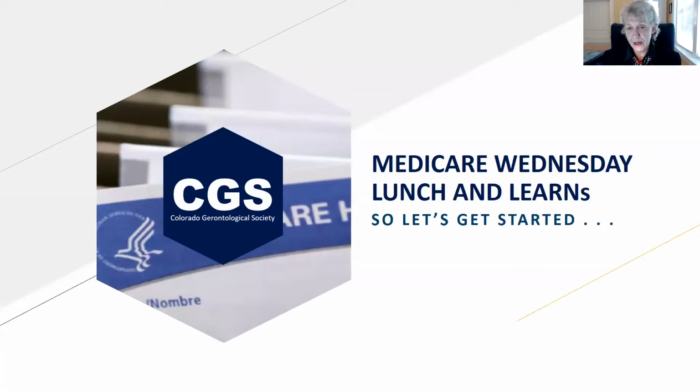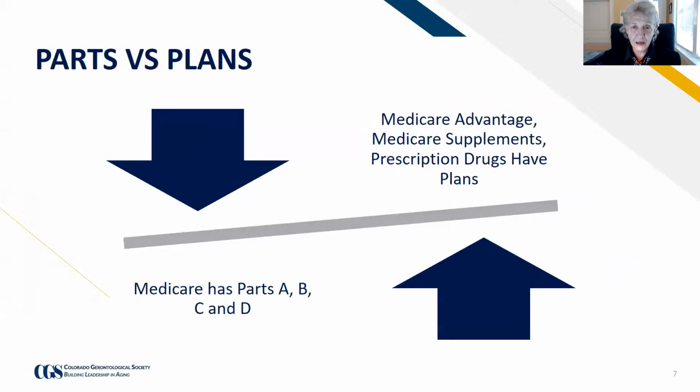So with that, let's go ahead and get started on these Wednesday Lunch and Learns. Today's topic is specifically on Medicare while you are still employed. The first thing we want to do is look at the difference between parts and plans. Medicare has parts, and they have 4 parts: A, B, C, and D. Medicare Advantage, Medicare Supplements, and prescription drugs have plans, okay? And these supplement or support the parts of Medicare.